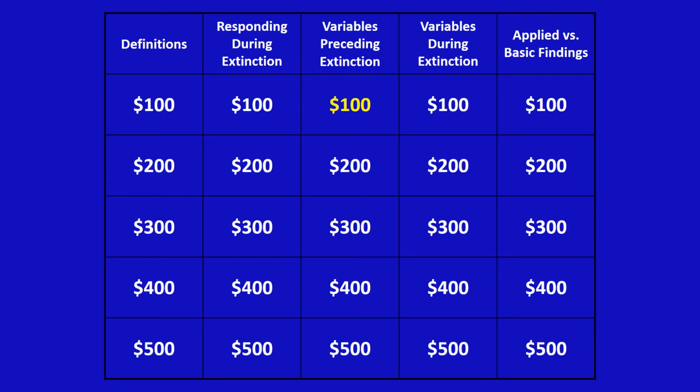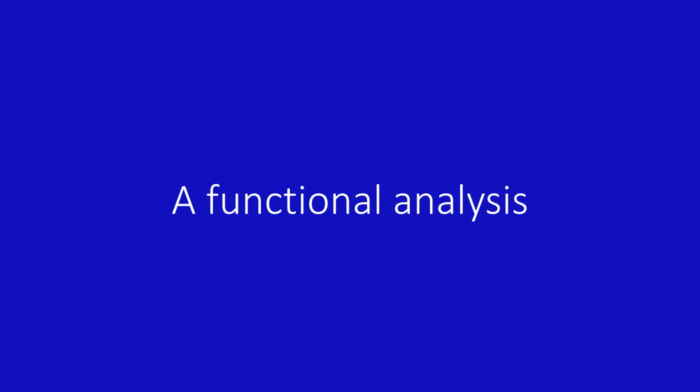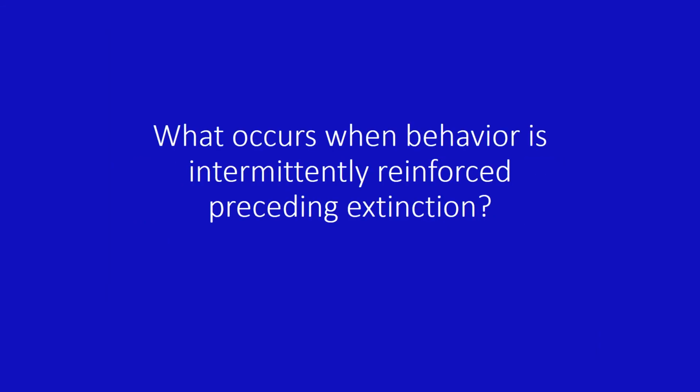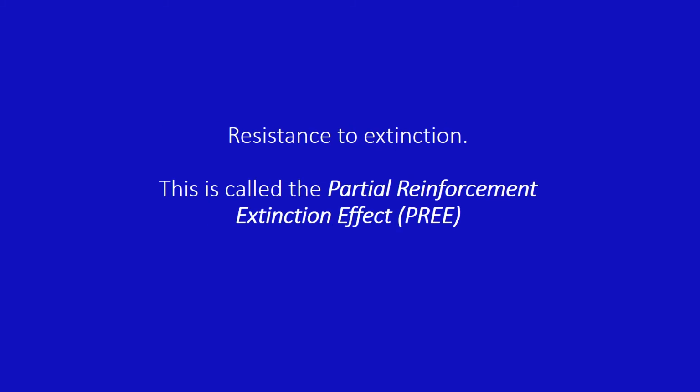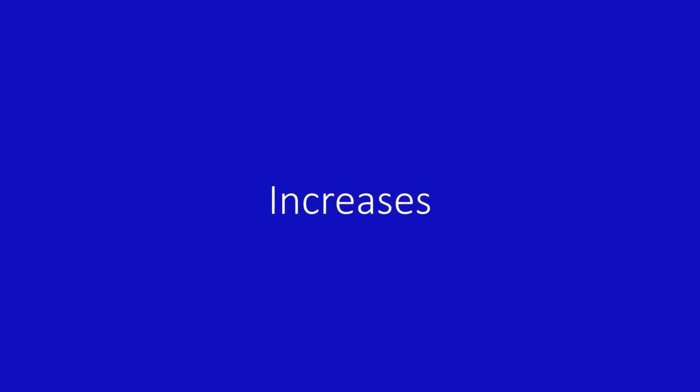The next topic is variables preceding extinction. Functional extinction procedures can only be selected following what sort of assessment? A functional analysis. What occurs when behavior is intermittently reinforced preceding extinction? Increased resistance to extinction. This is also called the partial reinforcement extinction effect. If someone's behavior has been reinforced for a longer period of time, this blanks resistance to extinction. This would increase resistance to extinction.